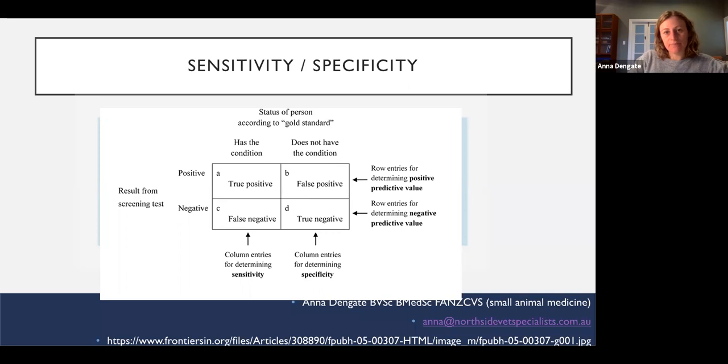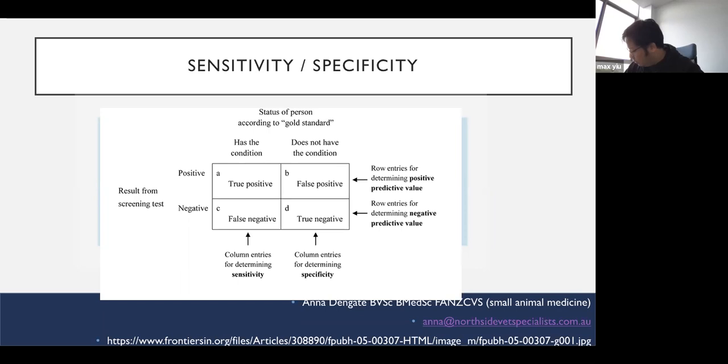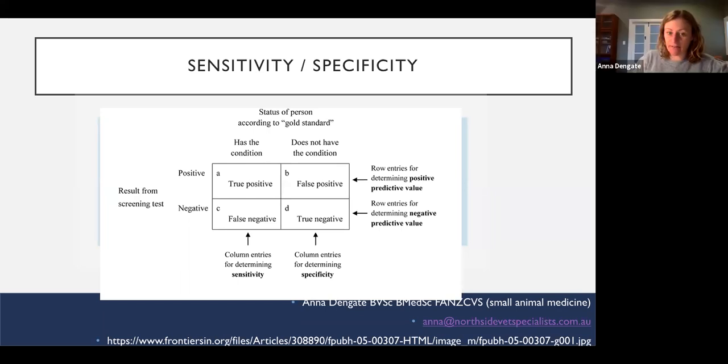Max, can you type again? My cursor's gone. Yep. Specificity was 98, and then 95 for sensitivity.